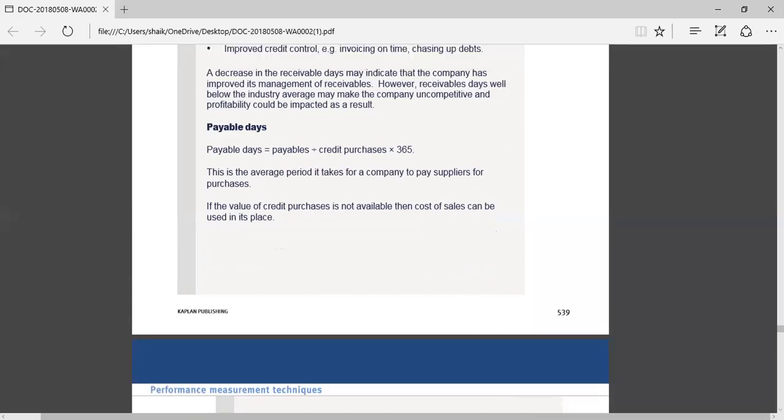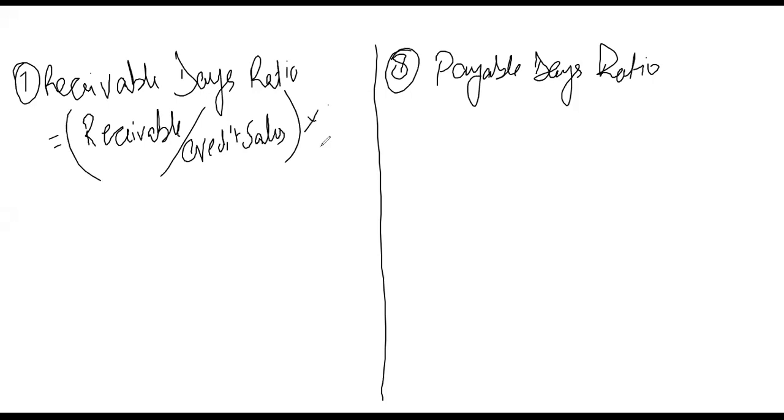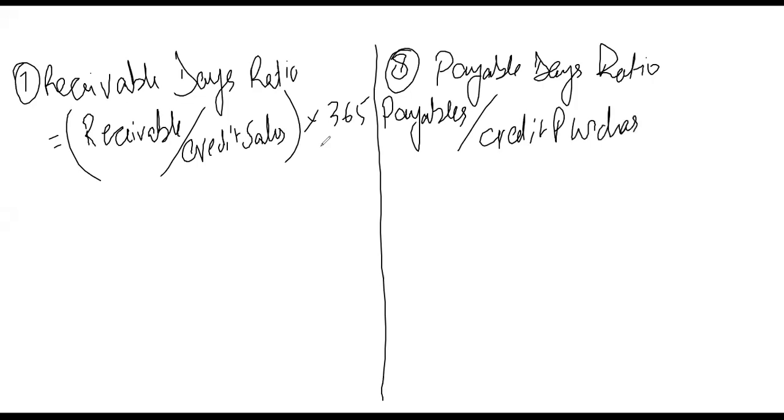So in order to calculate the receivable days ratio, we need receivables divided by credit sales multiplied by 365, and payables divided by credit purchases multiplied by 365.